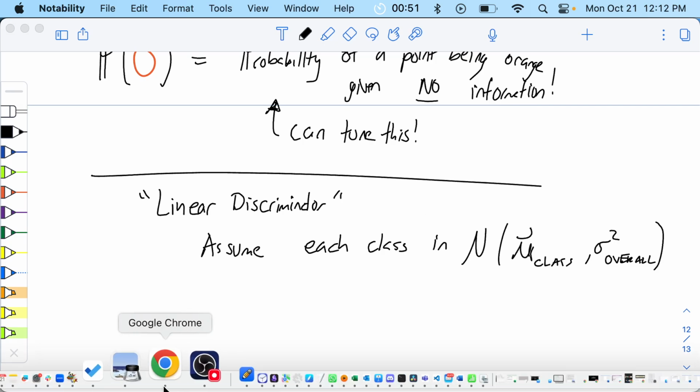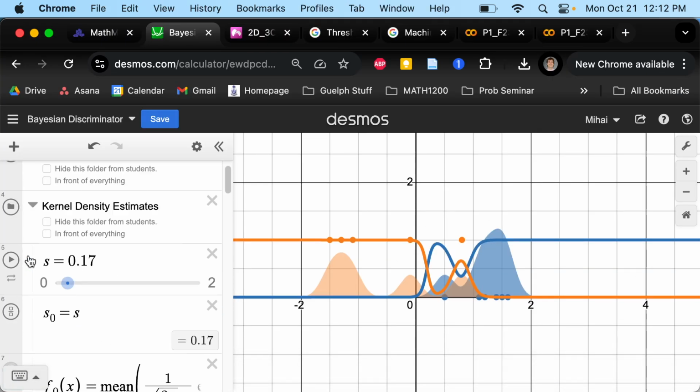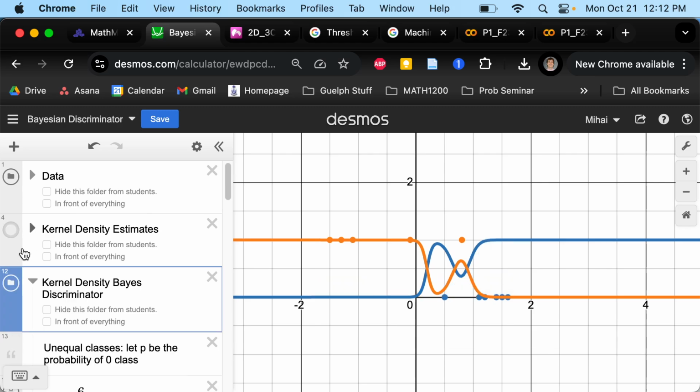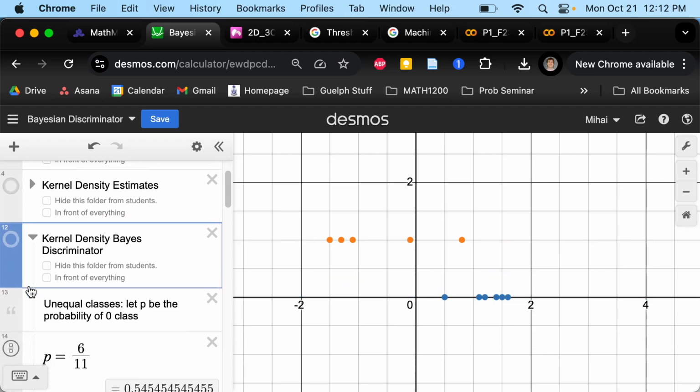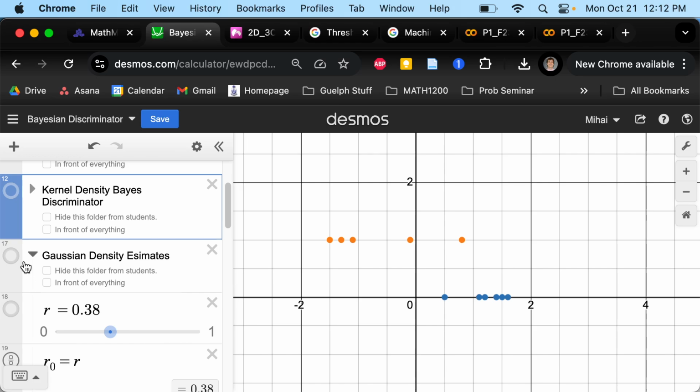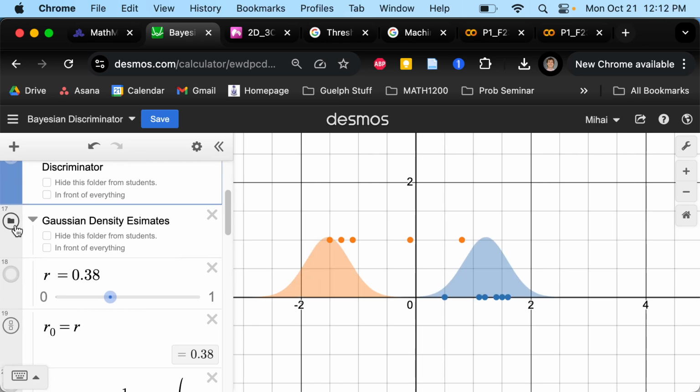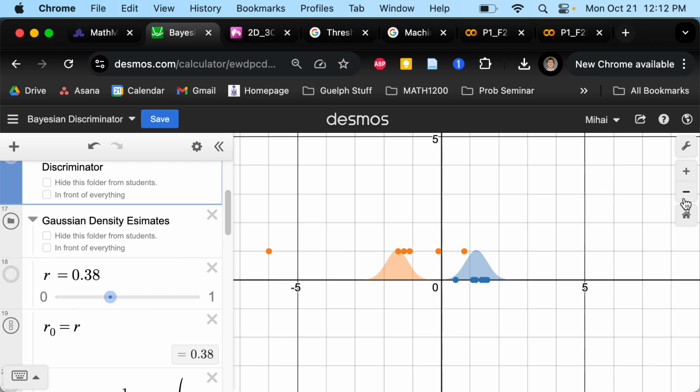In our little picture, let me turn off the kernel density estimator and the kernel discriminator. Here is the Gaussian density estimator. So here's what they look like. It's saying you find a blue peak and an orange peak, and there you go. You might notice the orange peak seems a little bit shifted to the left. It doesn't seem to be centered on the data very well. What do you think is going on there? I just remembered there's a point way over there.